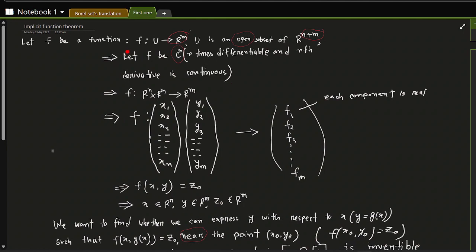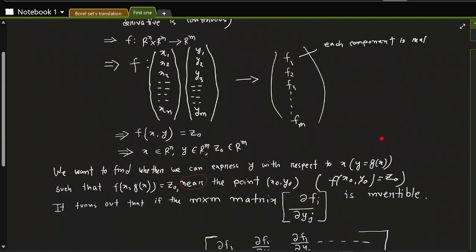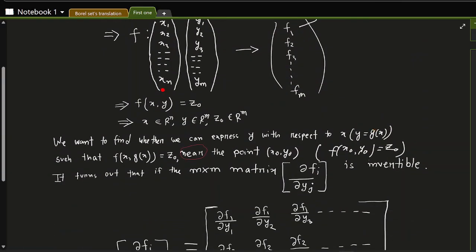Here's a formal description of the theorem. We have a function f that takes a vector having n plus m components as an input and its output is also a vector having m components. Also, f is r times differentiable and its rth derivative is continuous. Next, we divide the input vector into two parts. We call the first n components x and the next m components y, and the output, which we take essentially to be a constant z0, having m components.